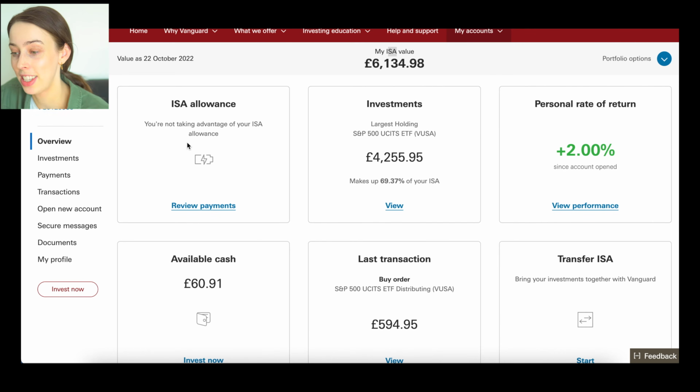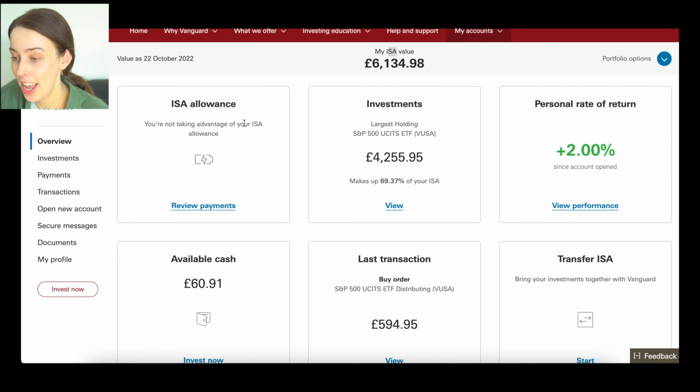In the top left, we can see that it's telling me I'm not currently taking advantage of my ISA allowance. Like I said, that's because my current ISA is not with Vanguard, but I do still have an active account. So I can leave this one running, but just make sure I don't invest into this actively during the tax year. If you do have your ISA on Vanguard, this will show slightly differently.